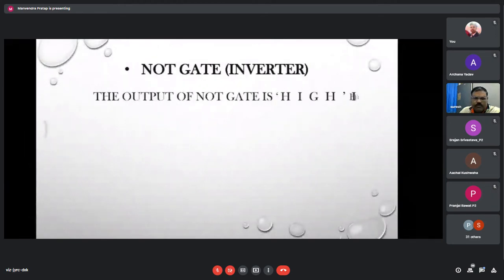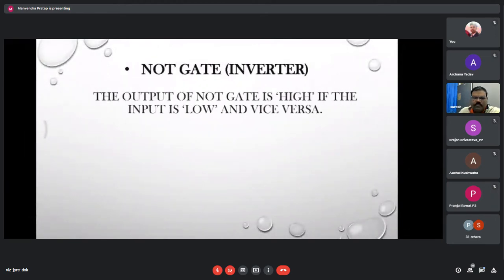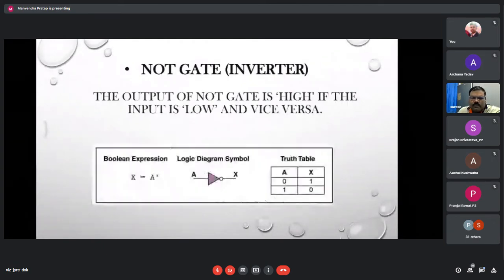So, NOT gate, the inverter. The output of a NOT gate is high if the input is low and vice versa. Here is the Boolean expression of this NOT gate and this is the logic diagram. It is the simplest gate of all the gates. It is the only gate which has one input. Except this, every gate has two inputs. It basically means that when the input is zero, we have to write the opposite in the output. If the input is zero, we write one. If the input is one, we write zero.